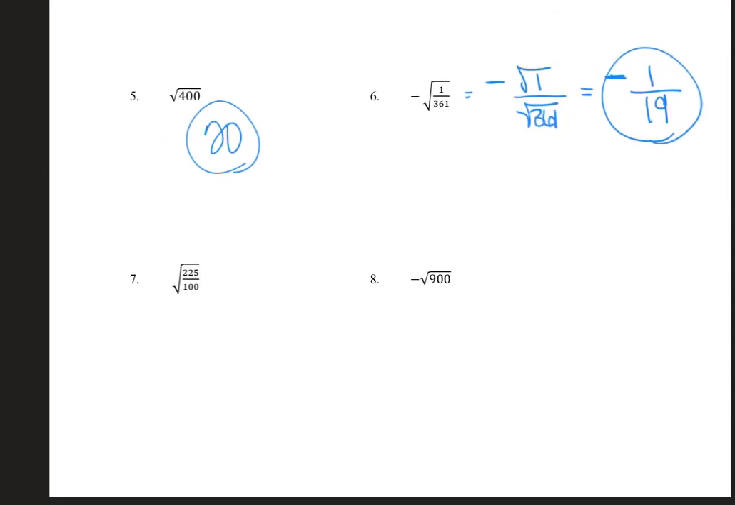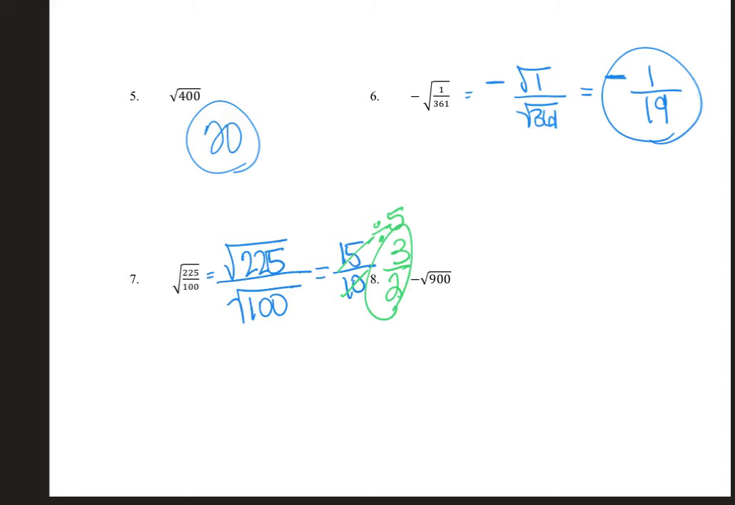If we look at this one, we get the opposite, the square root of 225 on top, square root of 100 on the bottom. We get 15 over 10, but remember, we're not done. We always have to simplify if we can. So we divide both of these by 5, and we get 3 over 2.